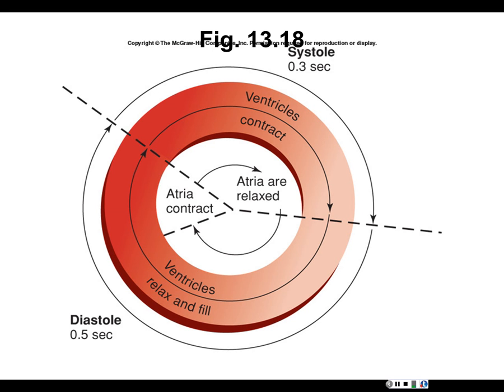Figure 13-18 in your textbook reiterates the point which we learned in lab, that the heart does not spend equivalent amounts of time in systole and diastole, and that the atria and the ventricles alternate those states. If we look at the ventricles in the red and the atria in the inner core, you can see the atria relaxed a higher proportion of their time, and a minimal amount of their time is contracting. And the same thing for the ventricles, systole versus diastole. So it's not 50-50, in other words.